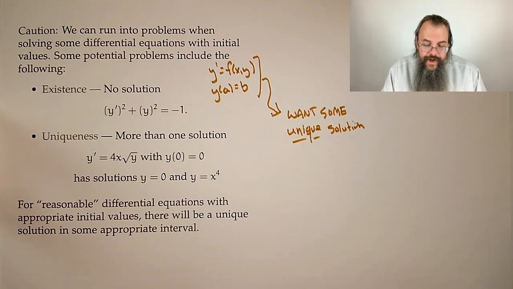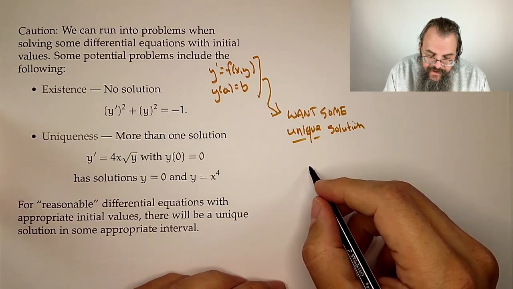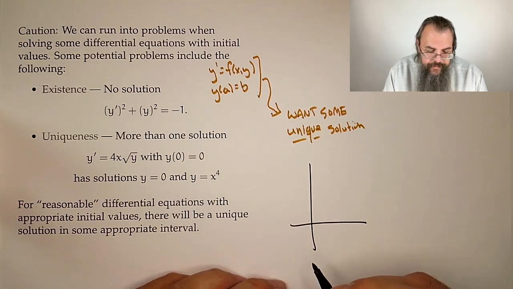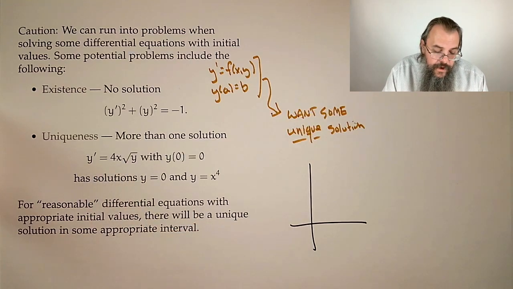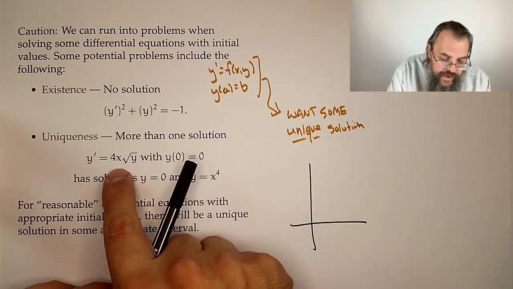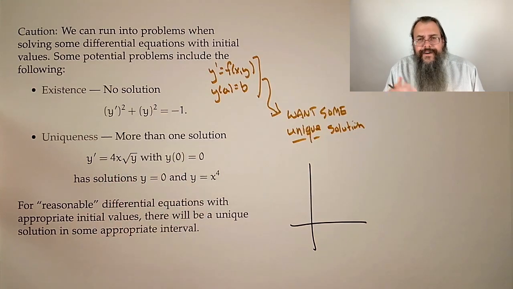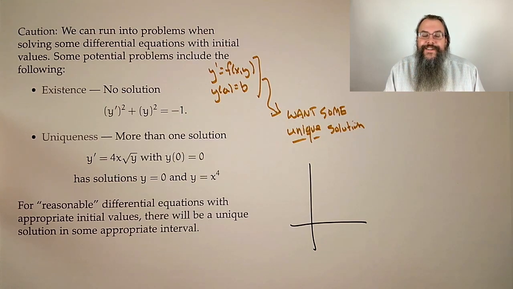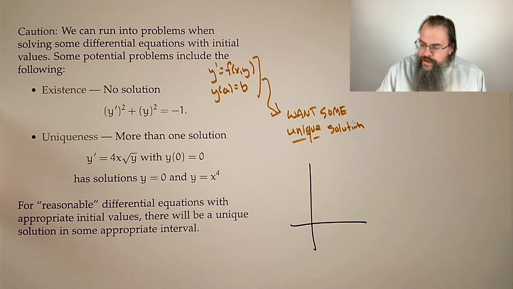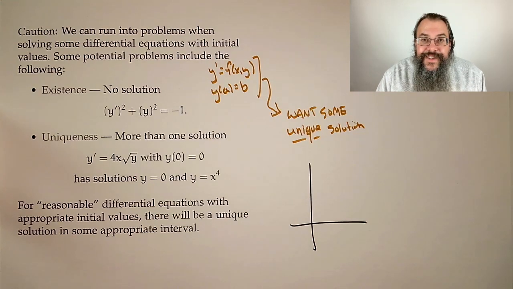Okay, well, let's convince ourselves that it's possible. And so here's an example. Suppose we consider the differential equation y prime is 4x times square root of y. All right, that's a differential equation. We can talk about it. And y of 0 equals 0. All right, so what are some solutions?